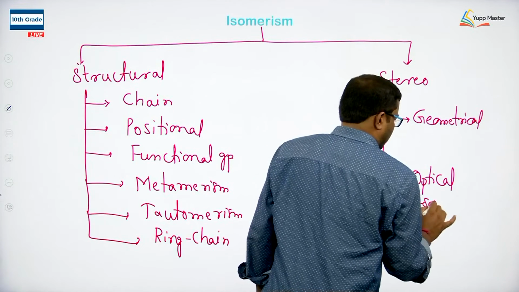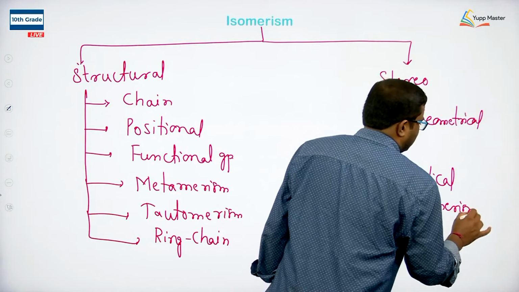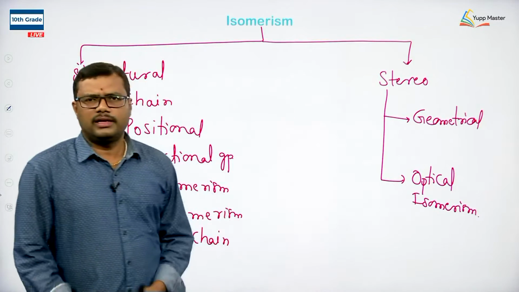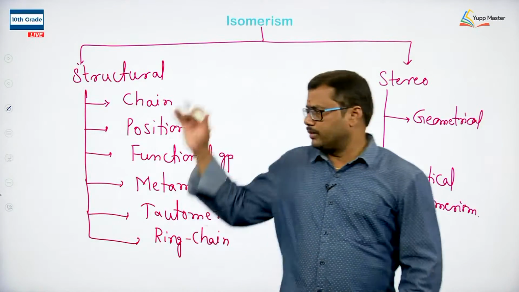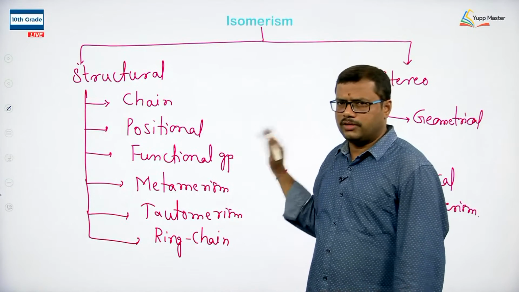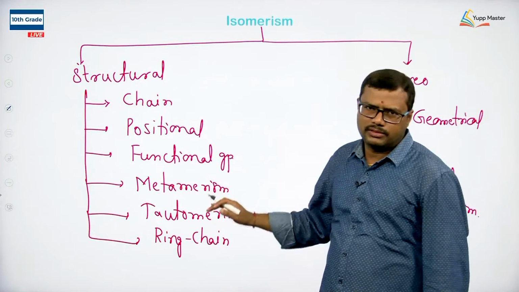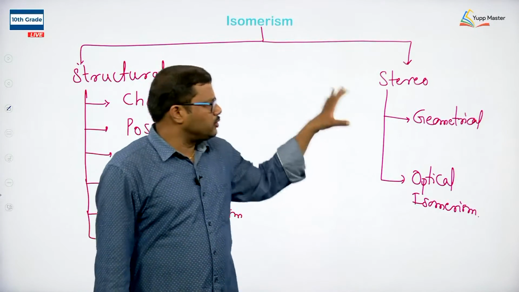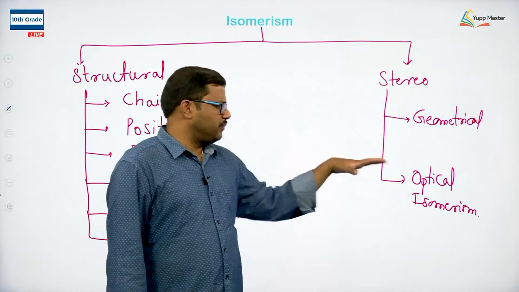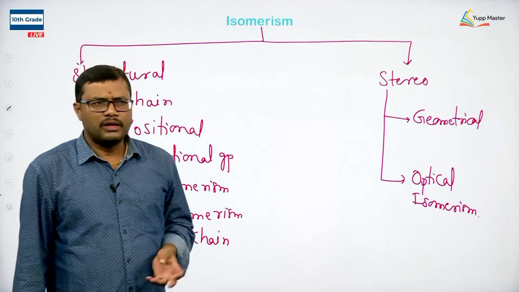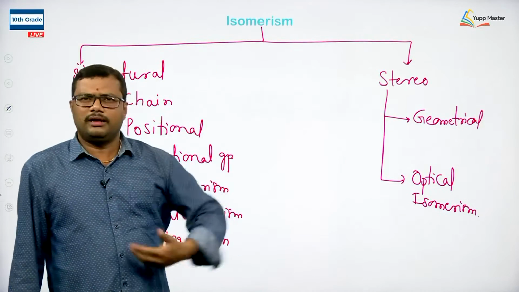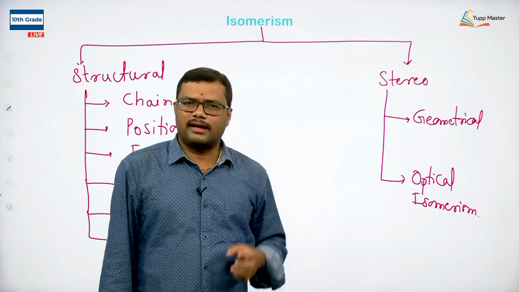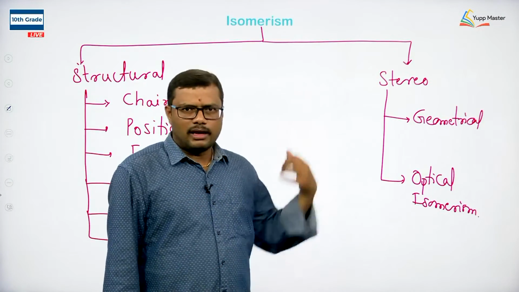So this is how we can classify isomerism into different categories. Structural isomerism: chain isomerism, positional isomerism, functional group isomerism, metamerism, tautomerism and ring chain isomerism. Stereoisomerism: geometrical isomerism, optical isomerism. We will come across all these things when we are dealing with different topics in organic chemistry. Don't worry, we will discuss all these things.